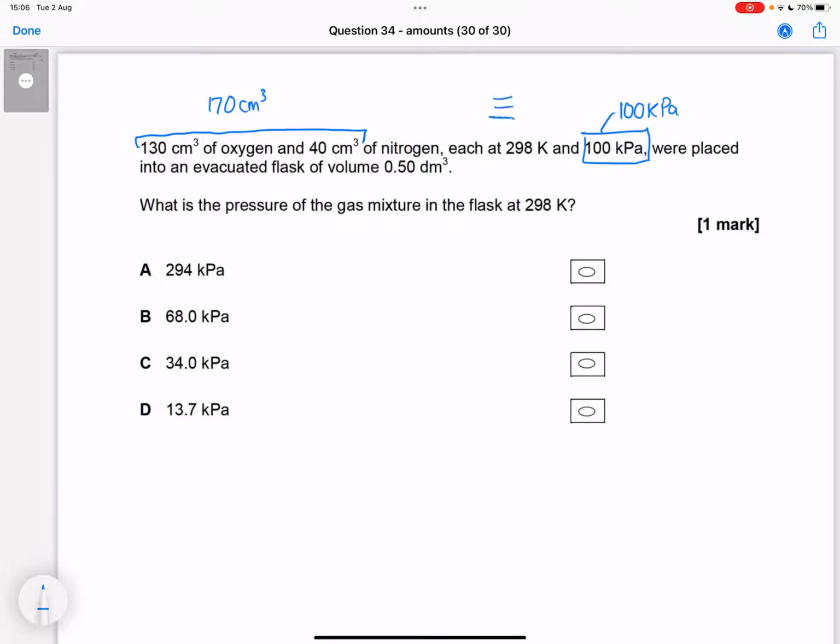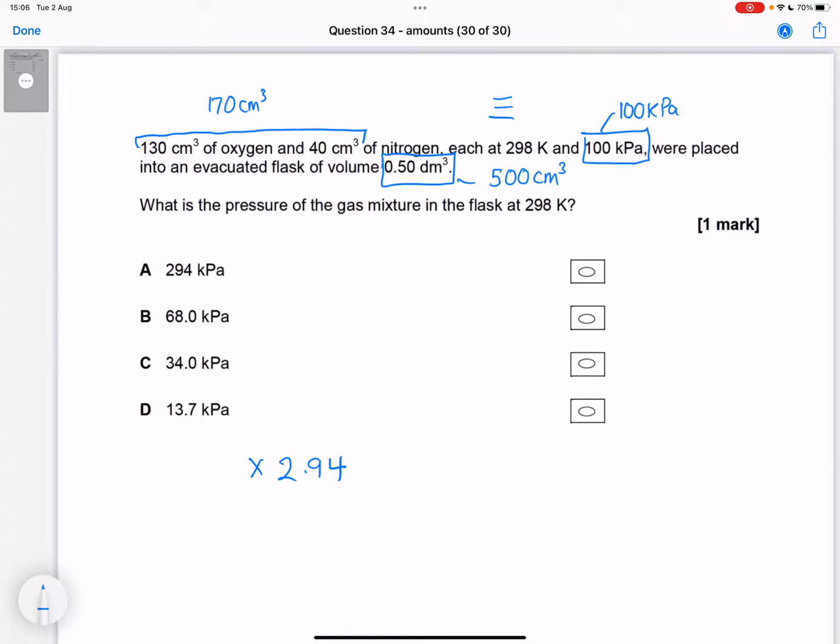Okay, and then the gas was put into this flask, and the volume of the flask is actually 500 centimetres cubed. It's got bigger. So how much has the volume increased by? So 500 divided by 170. So the volume has increased by 2.94. Okay, so what would that do to the pressure?